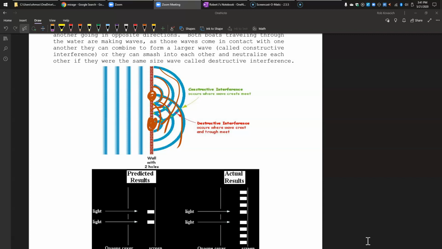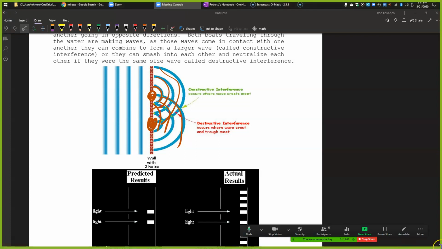But what happens when one of them's going up and one of them's going down? It evens it out. It cancels it out. So when they cancel each other out, that's called destructive interference. And when they build up on top of each other, that's called constructive interference. In marine life, you do not want constructive interference.